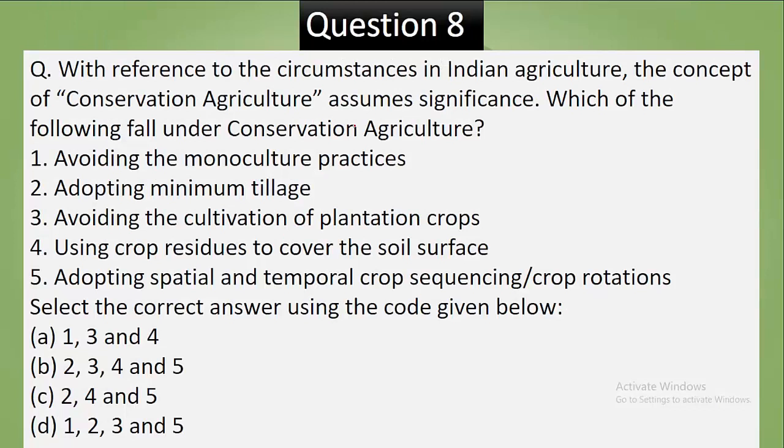Question number 8. With reference to circumstances in Indian agriculture, the concept of conservation agriculture assumes significance. Which of the following fall under conservation agriculture? Avoiding monoculture practices, adopting minimum tillage, avoiding the cultivation of plantation crops, using crop residues to cover the soil surface, adopting spatial and temporal crop sequencing, crop rotations. Select the correct answer using the code given below. Pause the video, try to answer. So basically your correct answer to this is C, which is 2, 4 and 5.